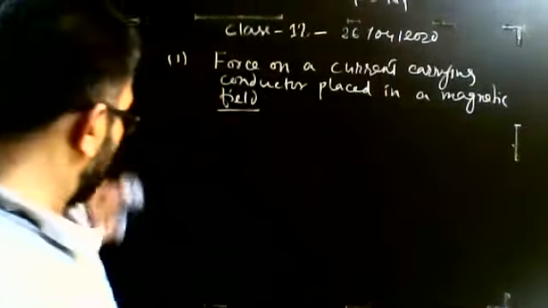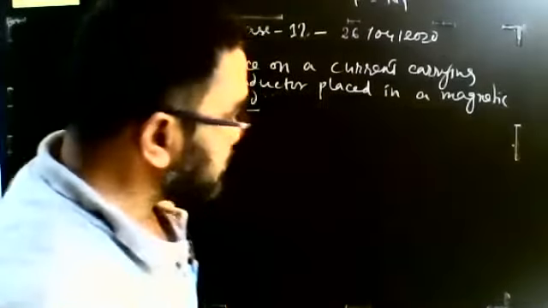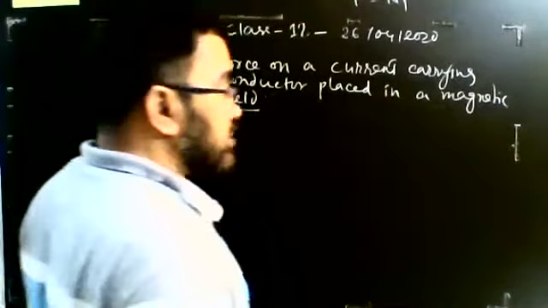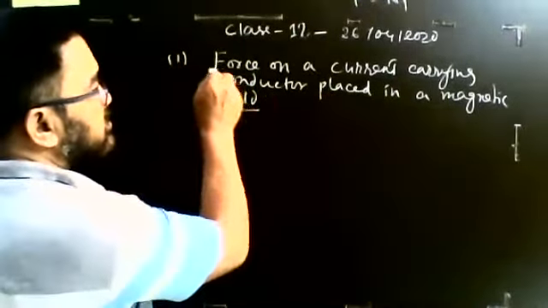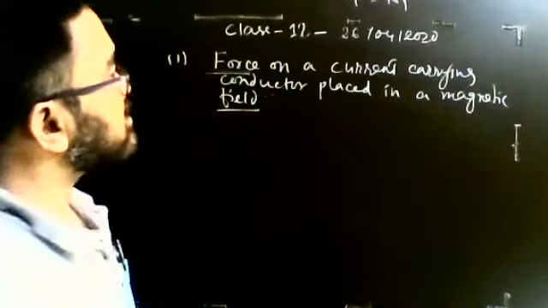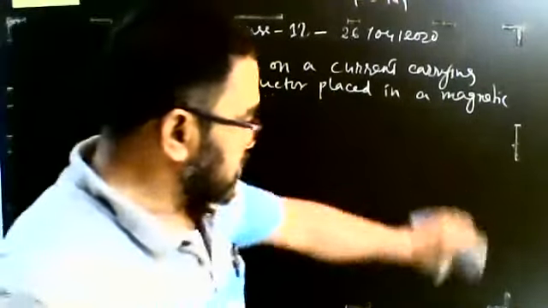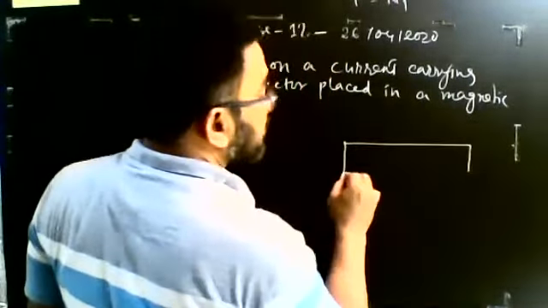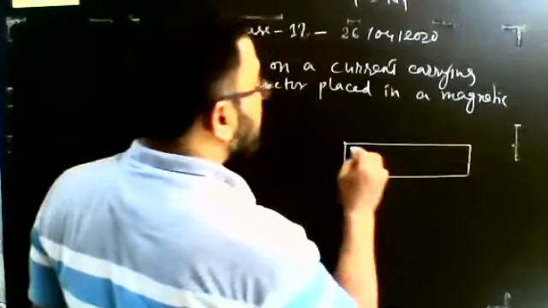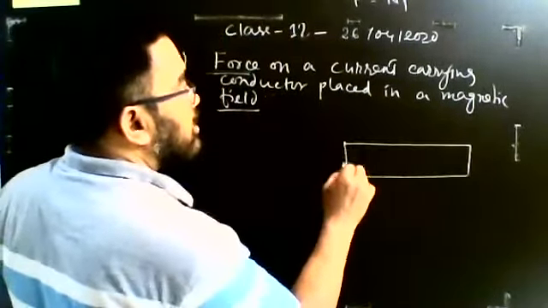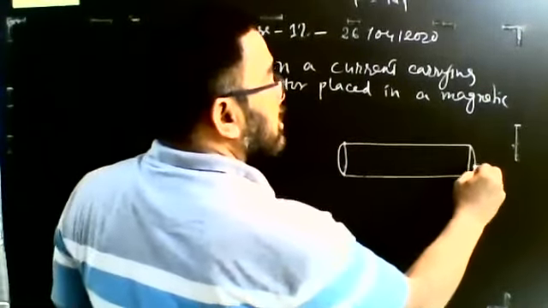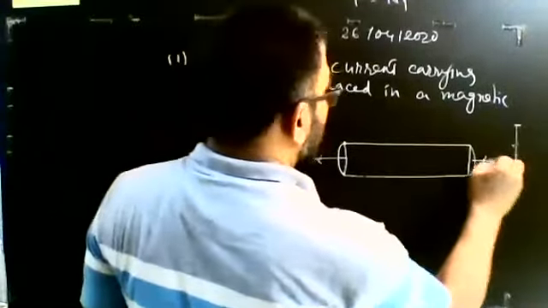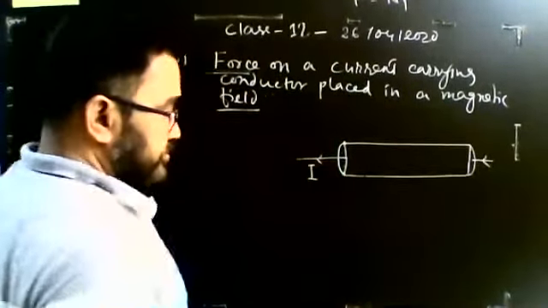So in this case, we will consider a uniform magnetic field, and we will find out what amount of force the conductor will experience. Okay, so let us consider a conductor carrying current in this direction. I is the current.